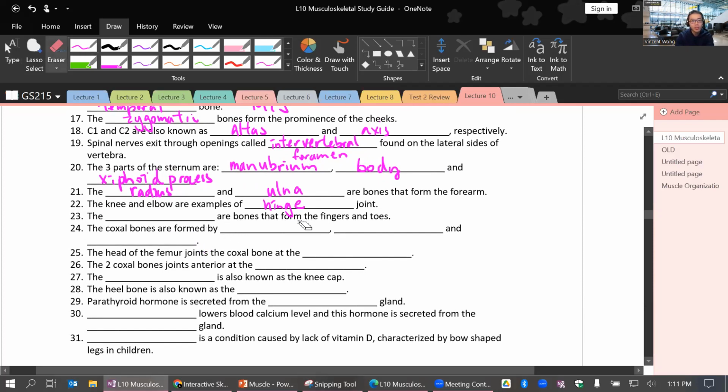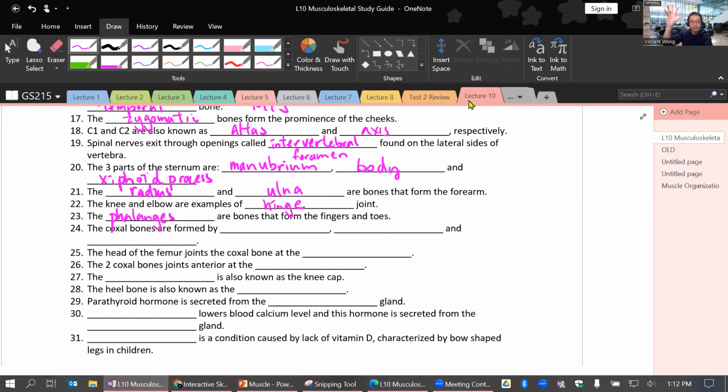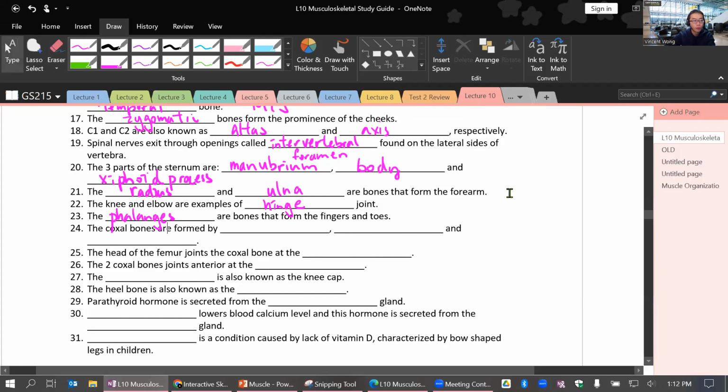The something are bones that form the fingers and toes. Do you guys know that one? Yeah, what do we call the finger bones and the toe bones? Phalanges. Phalanges, that's right. And how many phalanges do we have per hand? Good question. How many phalanges in the hand? 14 is correct, Mavis.